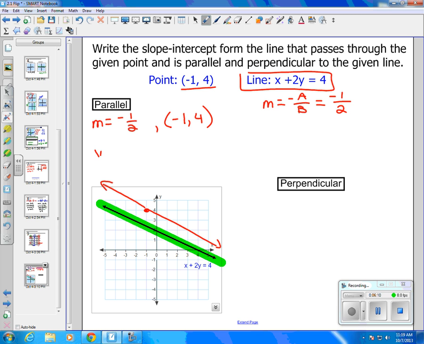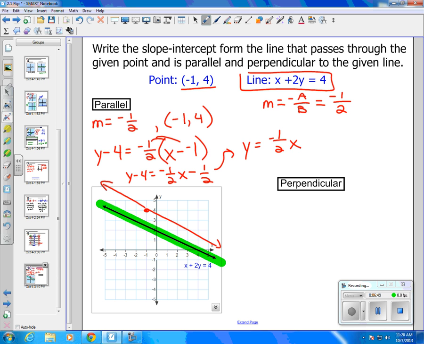So from here, we can go ahead and utilize point-slope form. We would do y minus 4 equals negative 1/2, and then x minus a negative 1. And then from there, what we would need to do is solve for y. So we'd have y minus 4 equals negative 1/2 x. This will become plus 1 times a negative 1/2, so plus 1 times negative 1/2 would be minus 1/2 as well. And then we would add 4. So our final answer for this would be y equals negative 1/2 x, and then negative 1/2 plus 4 would be 3.5 or 7 over 2, sorry.